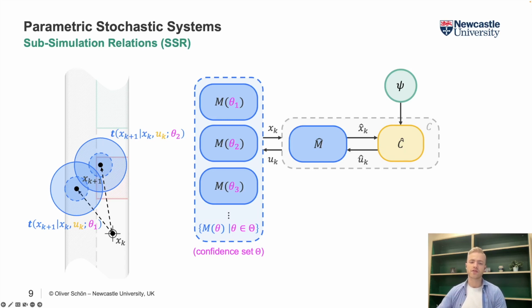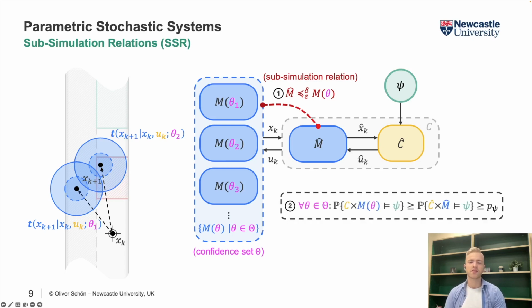To get the guarantees on this set of models, we also want a simulation relation which works not between two singular models, but between one model and a whole set of models. And this doesn't exist yet, and this is our main contribution, which we call subsimulation relations. Similar as before, this now allows us to have, for all thetas in our confidence set, the same kind of lower bound on the satisfaction probability.